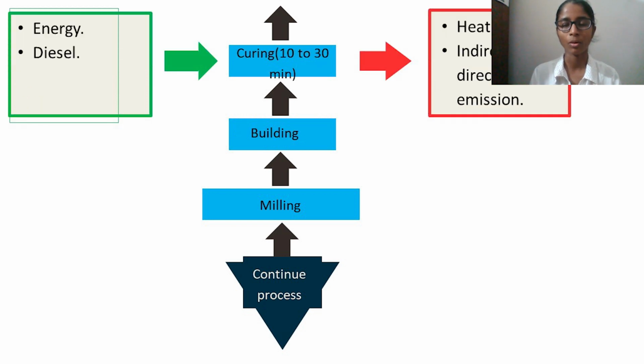The next stage is called curing. This is where vulcanization happens, and the tread patterns are transferred to the tire. This takes 10 to 30 minutes, and the inputs are energy and diesel, and the outputs are heat and indirect and direct air emissions. After that, the tire is produced and inspected. After being inspected, it is packed and ready to be transported.